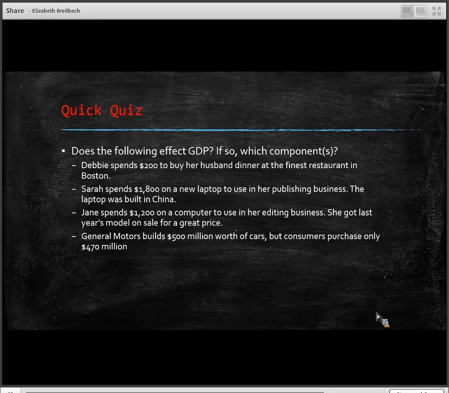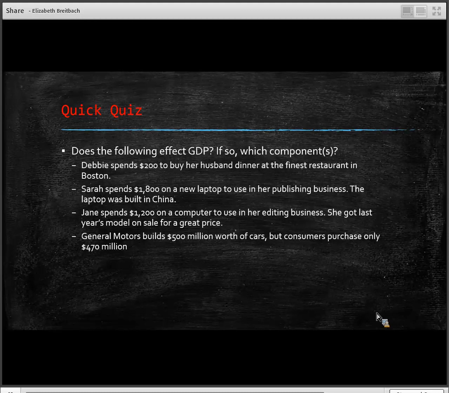Jane spends $1,200 on a computer to use in her editing business. She got last year's model on sale for a great price. This is not included in GDP. It was actually included in GDP last year. Last year, that computer sat in inventory, and so it was included in the investment portion. Since it was not produced this year, it was not included in GDP.